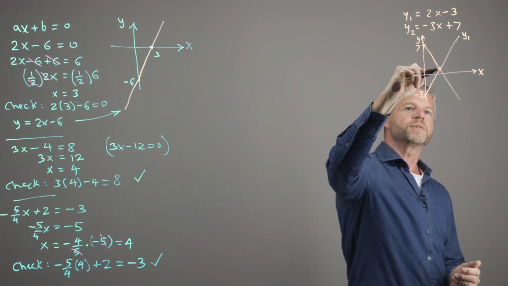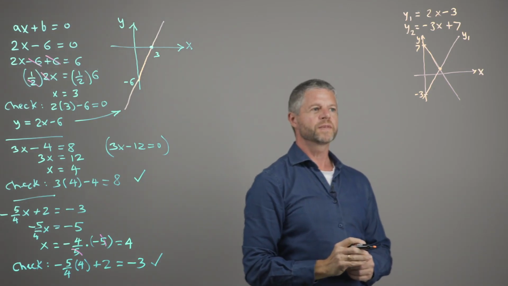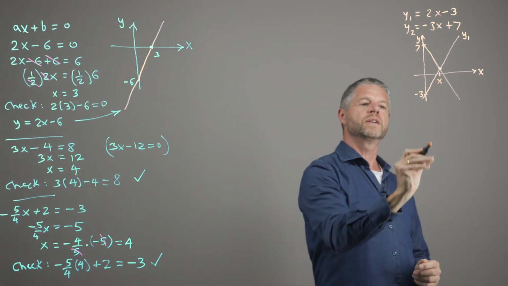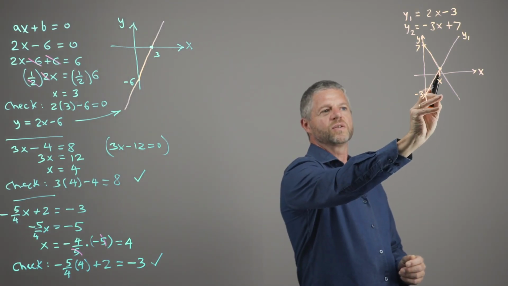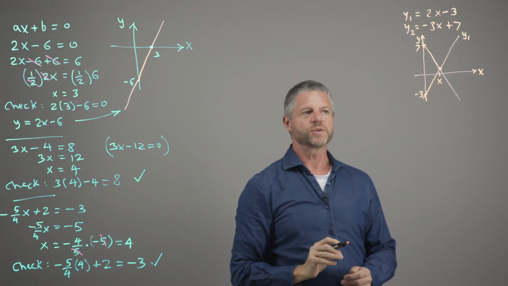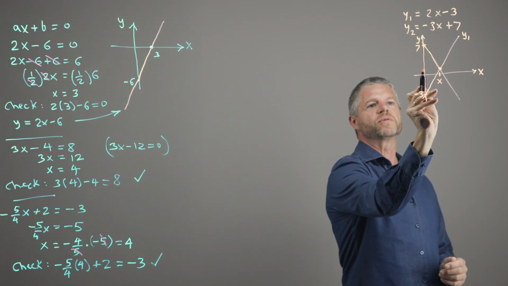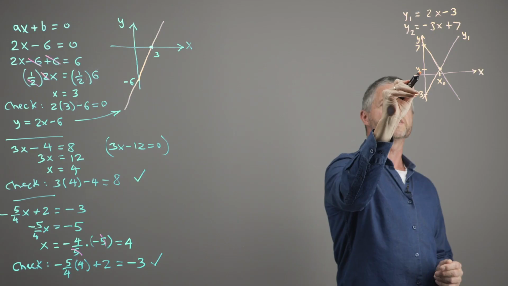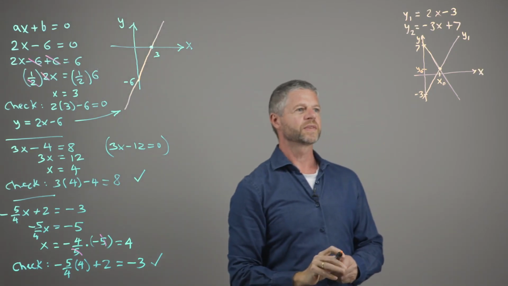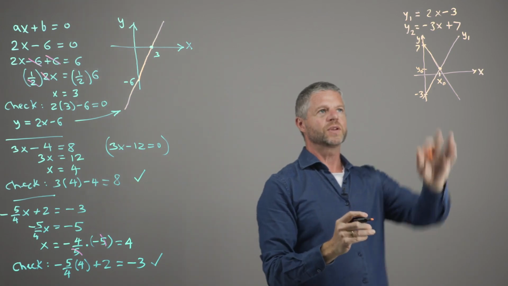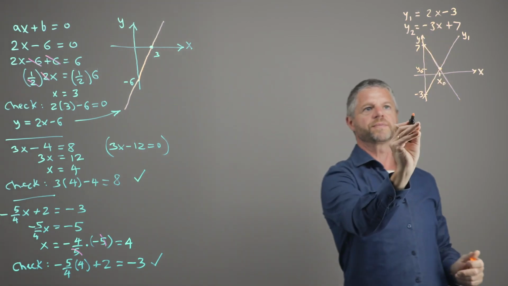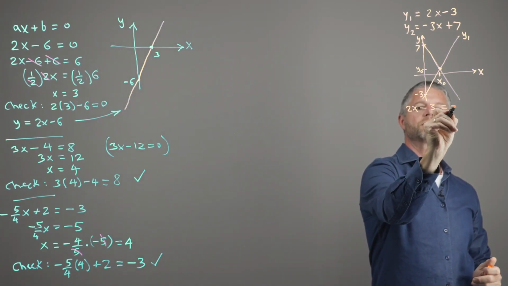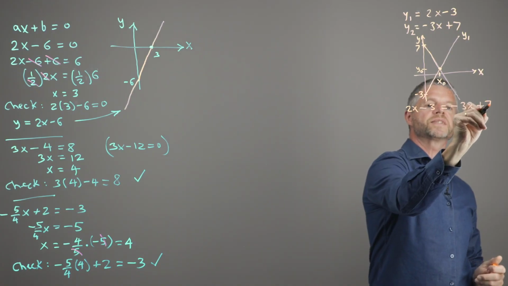And what I'm trying to find is that point there. So which value of x would make both of these linear equations equal to one another? And while we're at it, we'll find the value of y as well. And we call that x0 and y0. So to do that, all I do is set these equations equal to one another. So 2x minus 3 equals minus 3x plus 7.